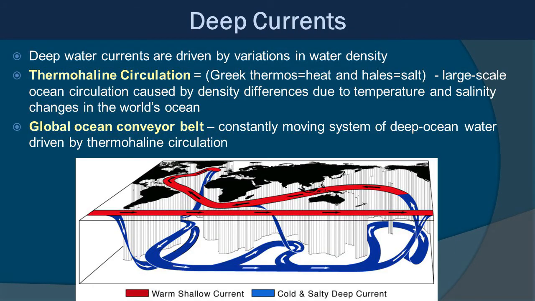So now we can get into deep water currents. Deep water currents are driven by variations in water density. Now, this takes a couple of definitions. There's something called thermohaline circulation, from the Greek thermos equals heat and haline equals salt. So it's a large-scale ocean circulation caused by density differences due to temperature and salinity changes in the world's oceans. Now, this results in what we call the global ocean conveyor belt, which is a constantly moving system of deep ocean currents driven by thermohaline circulation.